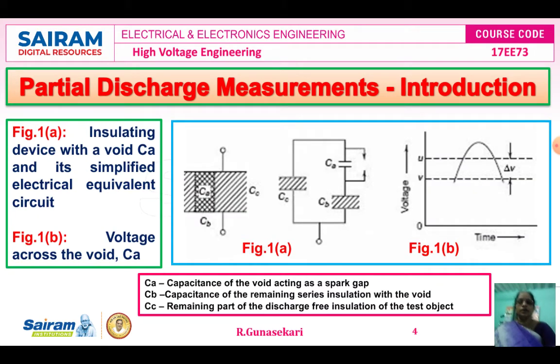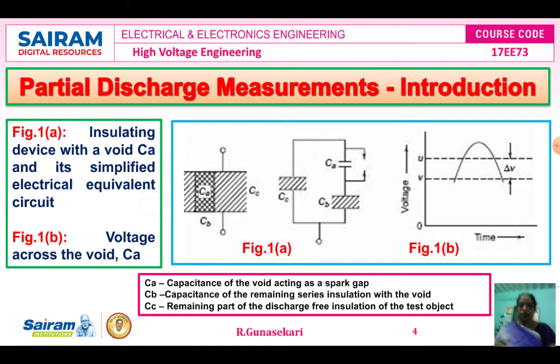Now you see the circuit diagram. Figure 1a represents the insulating device with a void Ca and its simplified electrical equivalent circuit. Figure B represents the voltage across the void Ca. In the figure, Ca represents the capacitance of the void acting as a spark gap. Cb is the capacitance of the remaining series insulation with the void. Cc is the remaining part of the discharge-free insulation of the test object.